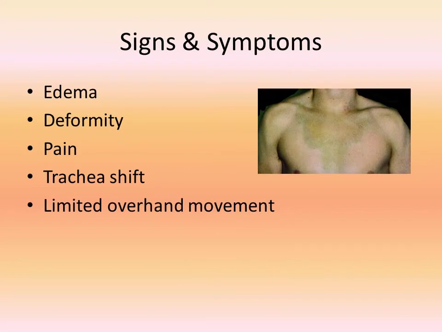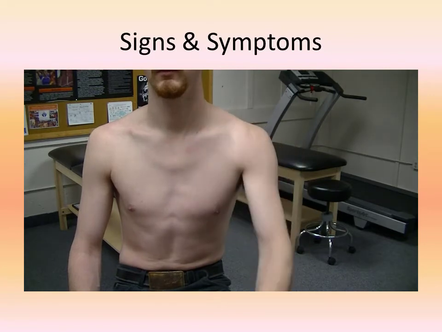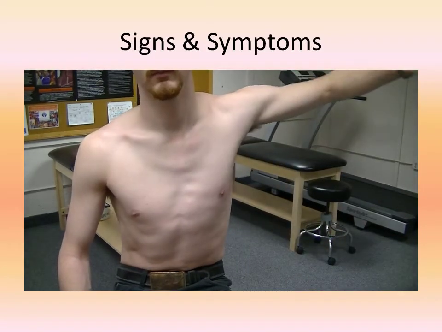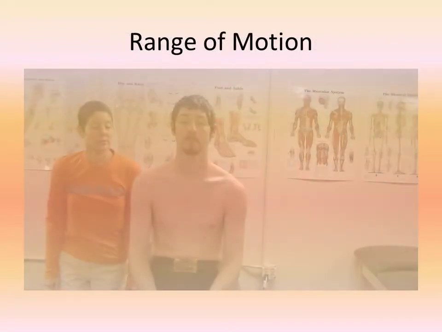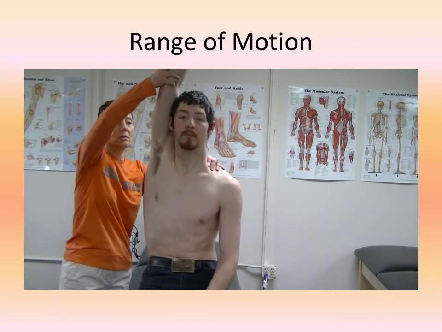Signs and symptoms will include localized edema, deformity if it's a severe sprain or dislocation, pain over the medial third of the clavicle. It tends to be localized to involved ligaments at the SC joint. In the case of a posterior dislocation, the trachea may actually shift left or right, resulting in a feeling as if something is stuck in the throat. The person will have limited overhand movements, and a long-term disability could result in scapular dyskinesis. For range of motion, you will see reduced active and passive range of motion for shoulder abduction and flexion.